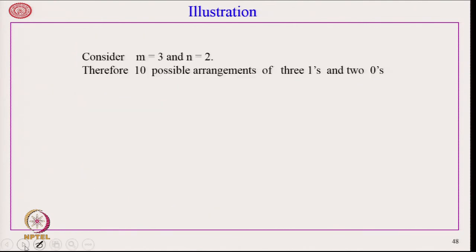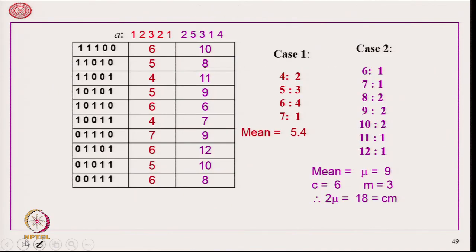Let me now illustrate this with a simple example with m is equal to 3 and n is equal to 2. That means we are looking at z vectors of 3 ones and 2 zeros, and the number of possible ways of doing it is 10, because this is factorial 5 upon factorial 3 factorial 2, which is equal to 4 into 5 upon 2, which is equal to 10. Therefore, we need to consider 10 permutations. That is what we have done: 1, 2, 3, 4, 5, 6, 7, 8, 9, 10.